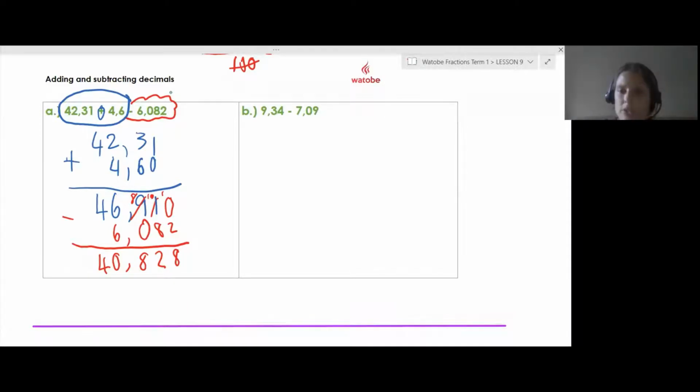Okay, don't worry. You can watch Monday's lesson on the website, and then you'll be able to catch up with the adding and subtracting. It just works exactly the same way as adding and subtracting whole numbers.